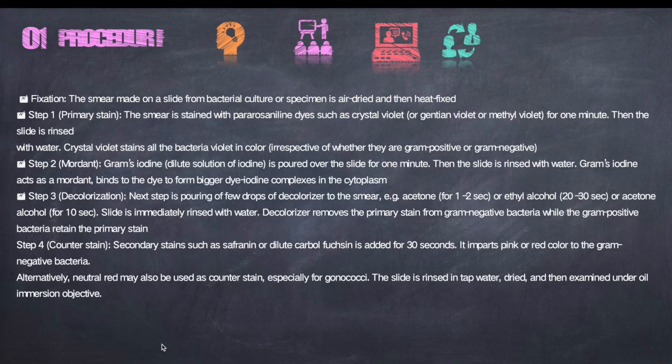So the procedure of gram staining is, first, we have to do fixation. The fixation is done by the smear made on the slide from the bacterial culture or the specimen, which is air dried and then heat fixed.